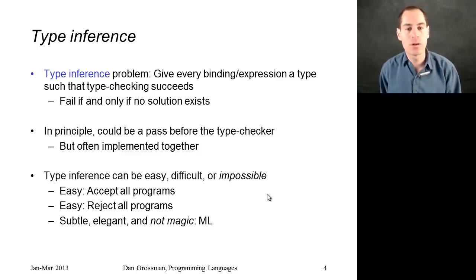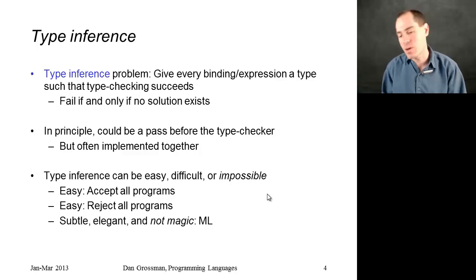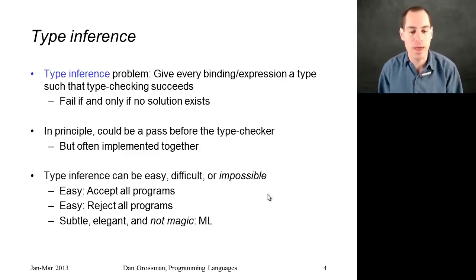So in principle, you could set it up exactly like this. You could have a type inference procedure that wrote down the types for everything, and then have a type checker that checked those types. In practice, and in implementation of a language like SML, we often don't separate things out so cleanly. We just have the type inferencer and type checker be the same thing, and either your program type checks or it does not.